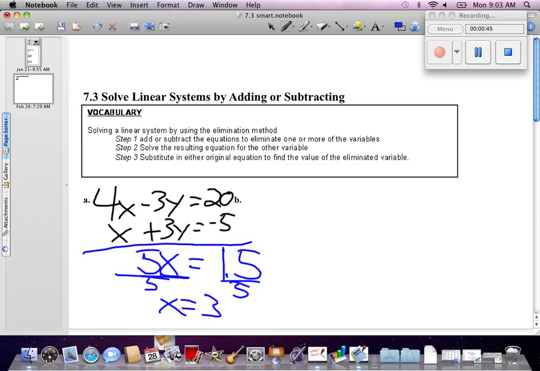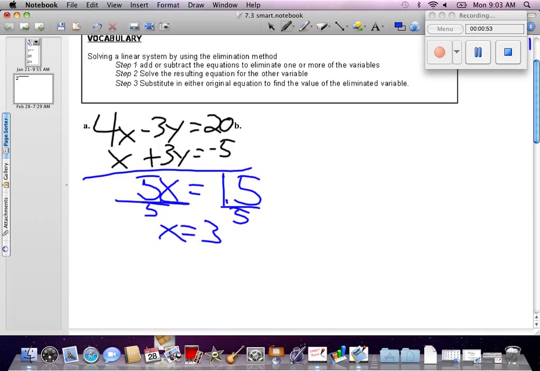Now there's still one more part. We've got to find out what y is. So we do have to plug that back in. So I'm going to plug it into the second one. It doesn't matter which one you plug it into.